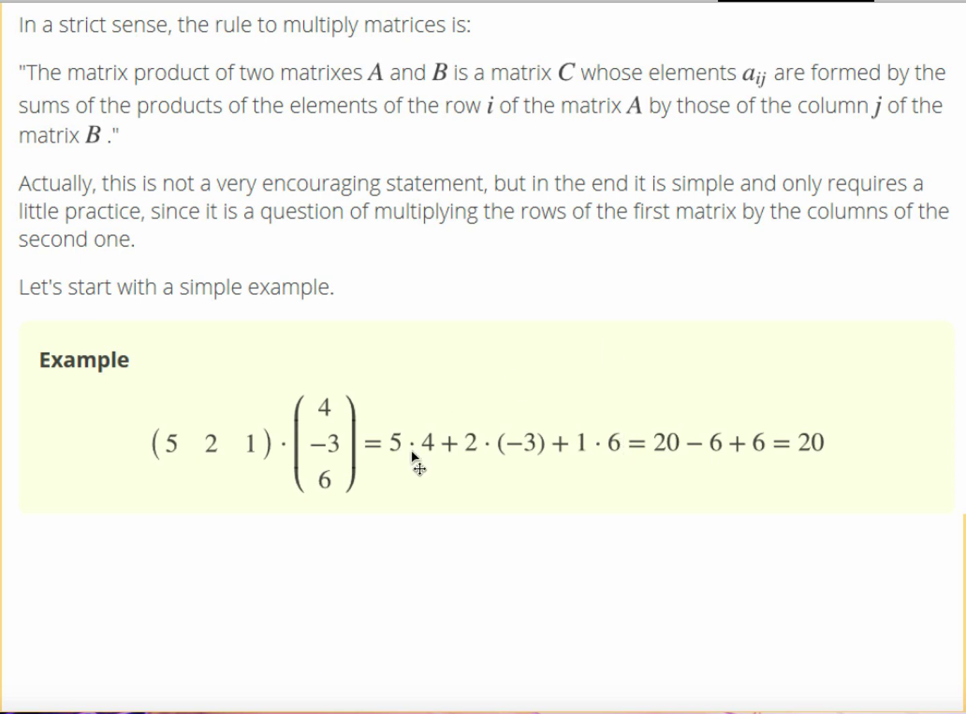So we take these products and then we just add them together. 5 times 4 is 20. 2 times negative 3 is negative 6. 1 times positive 6 is positive 6. When we add these all up together, we get 20. It is a matrix. It's a 1 by 1 matrix, but it's a matrix nonetheless.